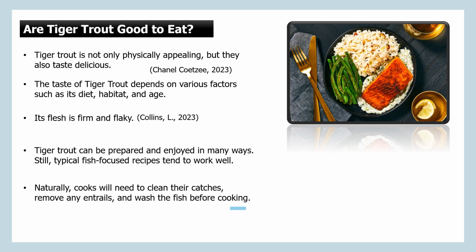We can prepare and enjoy it in many ways, and typical fish-focused recipes tend to work very well. We need to clean the catch, remove any entrails, and wash the fish before we cook it.